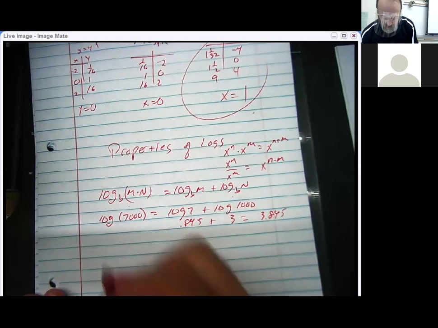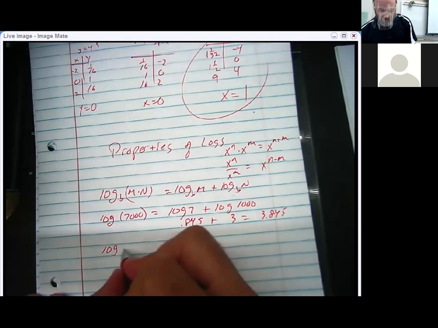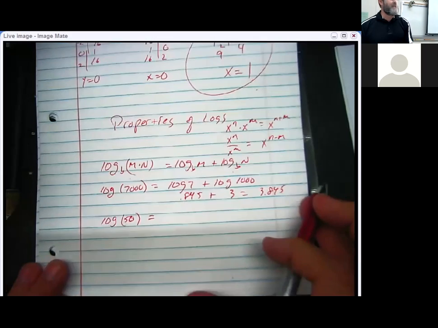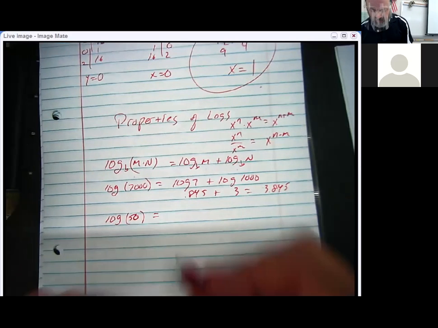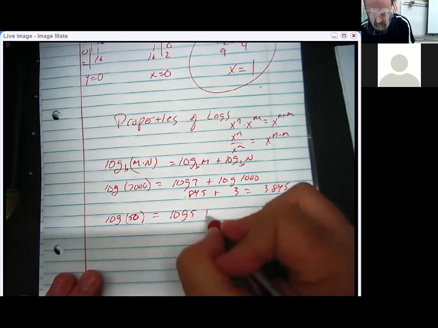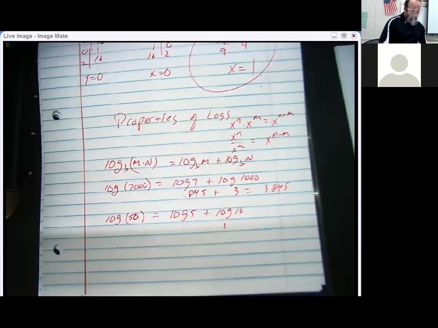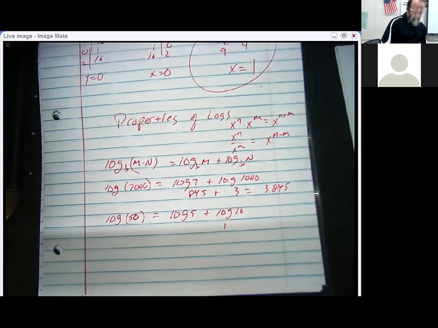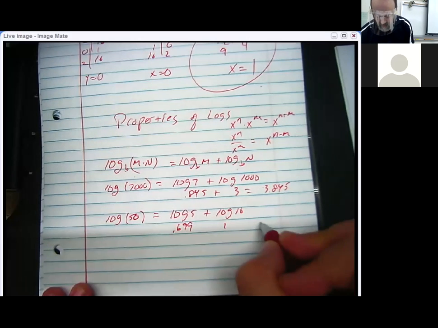So what would you have done if you made it, say, the log of 50? They also would not have 50 in the table. What would they have? How would I break it up? I'd have a 10 and a 5. I'd have the log of 5 and the log of 10. I know that the log of 10 is 1. And the log of 5, if I looked it up in one of those tables, is 0.699. So what's the answer?